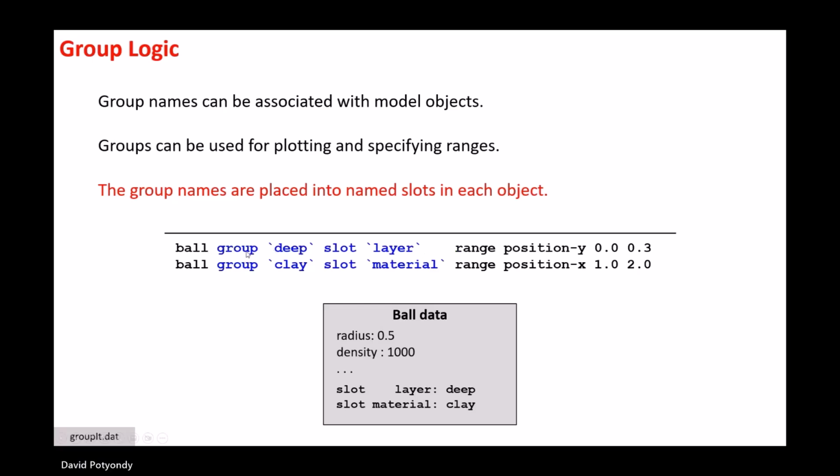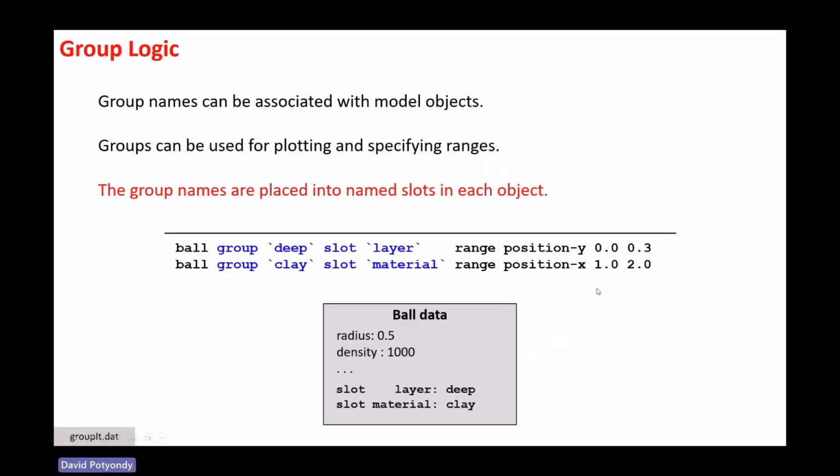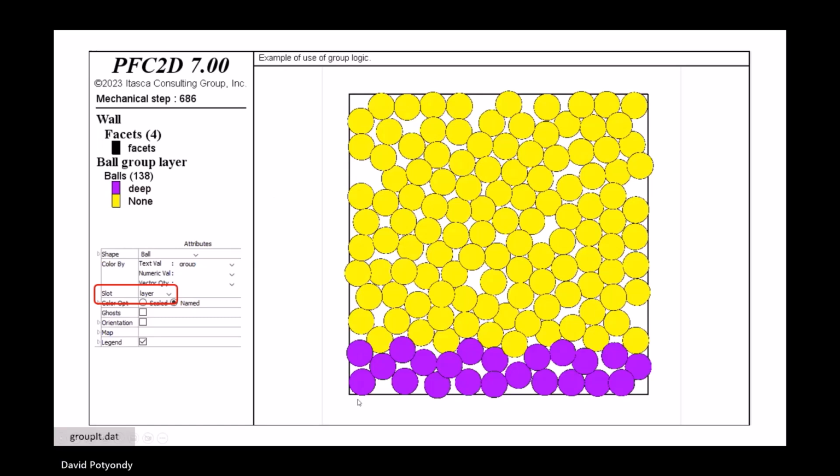So in the slot layer, I want to put the word deep, and I only want to do it for the balls that have Y position from here to here. And then I want to do this for the other guys. So here's what that would look like. So notice deep in the slot layer, position Y, 0 to 0.3, ball plot item, deep or none, because I'm in the ball plot item now.